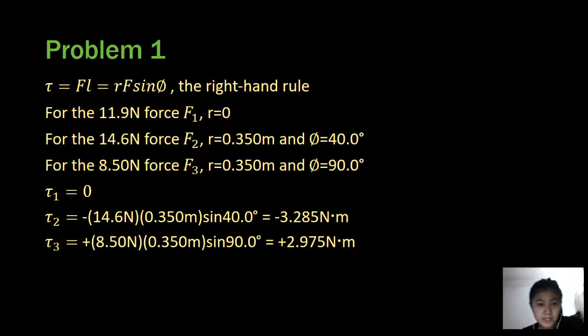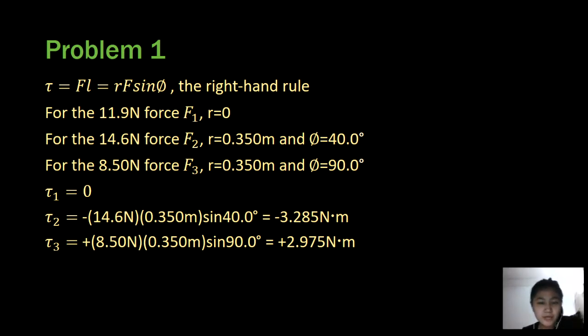It's positive because the force is applied in a counterclockwise manner. So 8.50 newtons times 0.350 meters, the same as the other one because it's the same wheel with the same radius, times sine 90 degrees. We would get 2.975 newton meters.